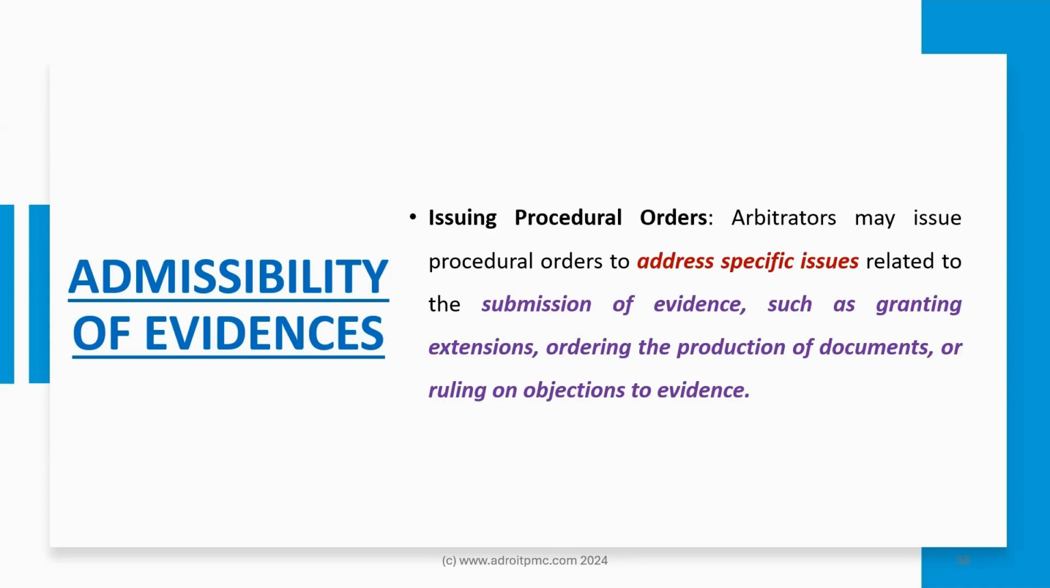And next is procedural orders. You have come across interim orders and interim injunctions, that is, before the completion of the arbitration proceedings. Along with this, if the arbitrator feels appropriate, they could also address some specific issues relating to the submission of evidence, such as granting time extensions, ordering the production of documents, or ruling on objections to evidence. He has the privilege to allow and pass such procedural orders.